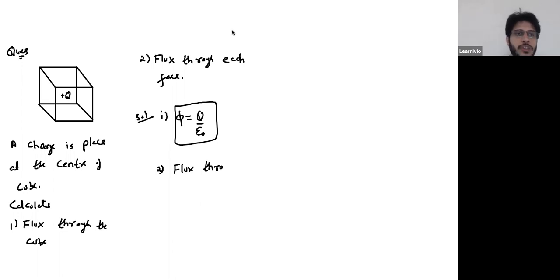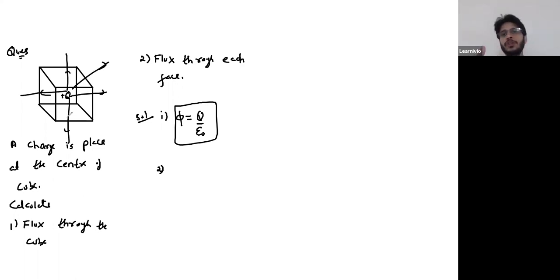So if I'm saying that the flux through the cube is q by epsilon naught, can I say that flux passes through 6 faces? Flux means field lines. Field lines are passing through each and every face. That means the flux through all 6 faces of the cube is q by epsilon naught.